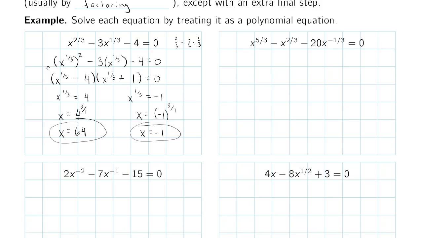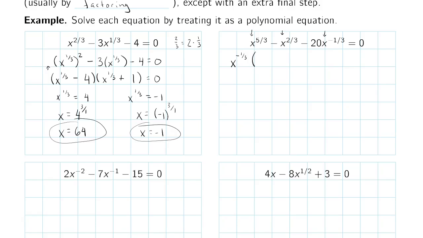Okay, this next equation, I have x to the 5/3 minus x to the 2/3 minus 20x to the negative 1/3 equals 0. Now, if this were a polynomial, I would notice that I have an x in every term and say, I would like to factor out the smallest power of x as a common factor. And I'm going to do that here. Of these three powers of x, negative 1/3 is the smallest. So I'm going to factor out x to the negative 1/3.